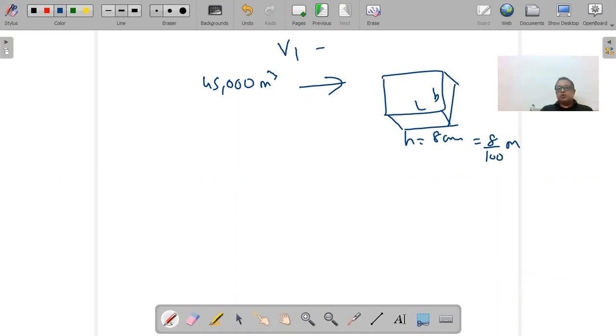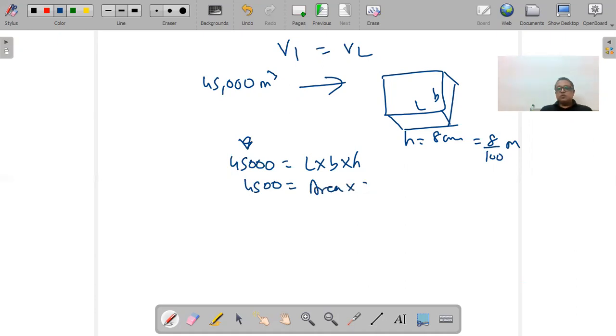So I know that volume should remain same because the water that is coming out is going here. So there is no loss of water. Every drop of water that is being released from the canal is going here. So I can say V1 is equal to V2. So what is the equation? 45,000 is equal to L into B into H. So 45,000 is equal to L into B is not given, but I know that L into B is area.